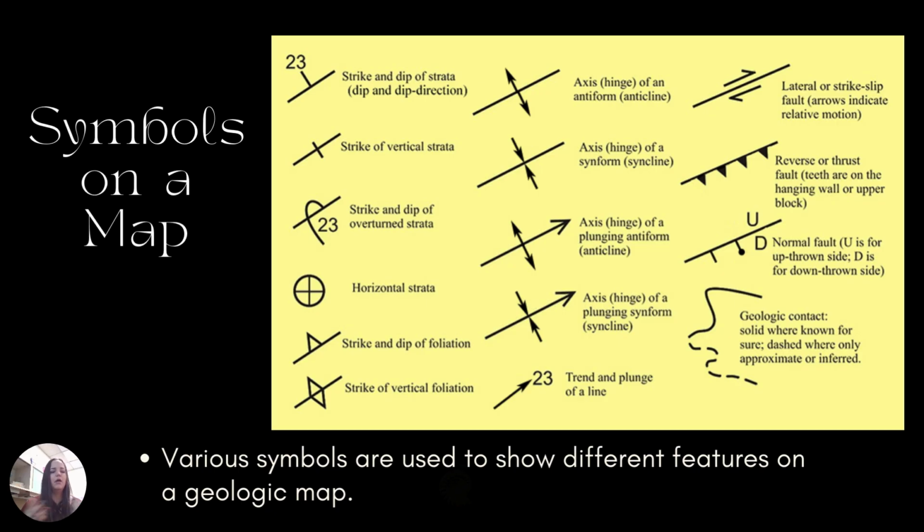All right, so on a map, you might see these kinds of symbols. We've already looked at the strike and dip symbol. You might see an axis of an anticline or a syncline labeled. They might have dashed lines for the contact or solid lines for the contact, depending on what they know. There might be faults labeled with the hanging wall or footwall noted, which direction it is moving. Lots of different things can be noted. So these are some of the common symbols that you might see.